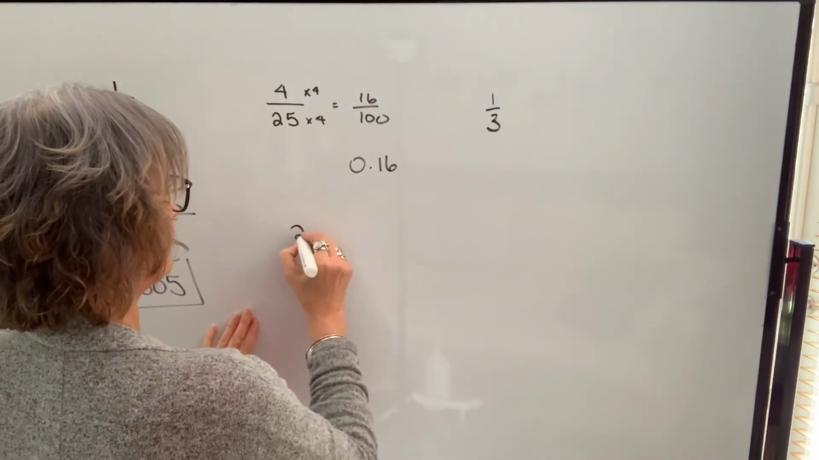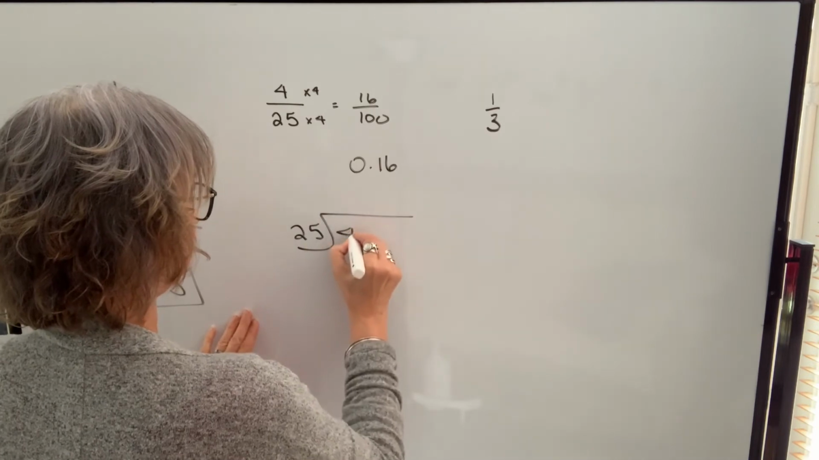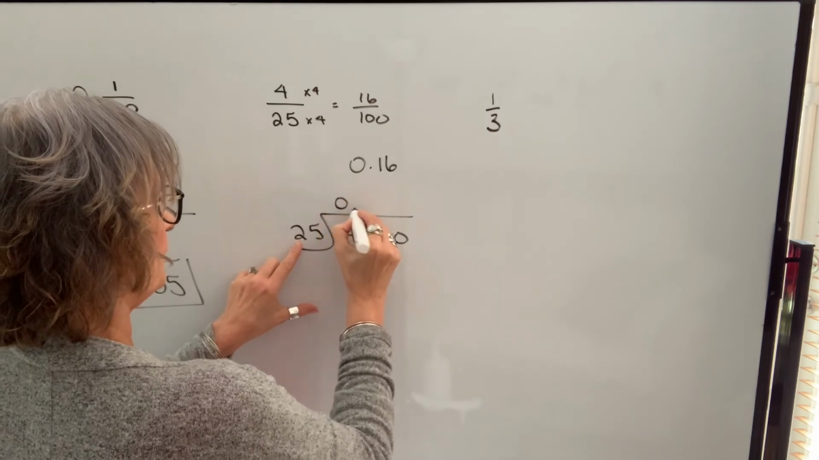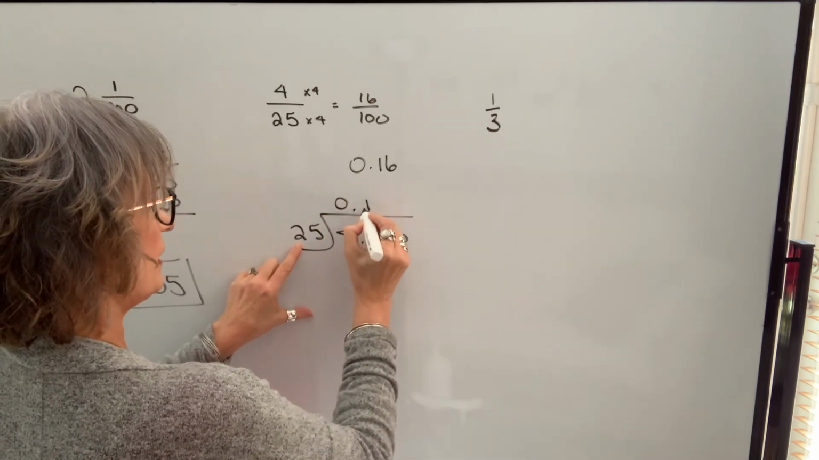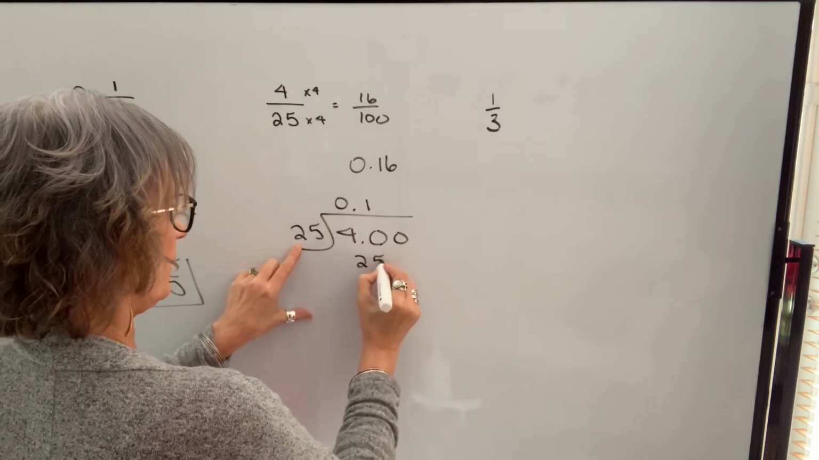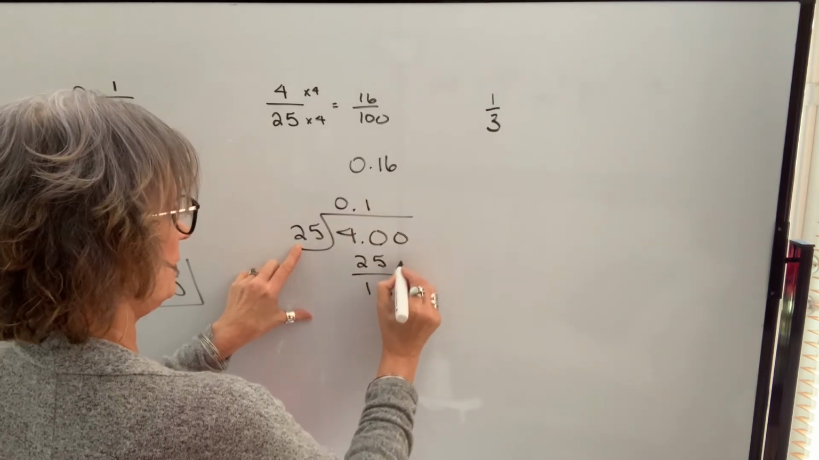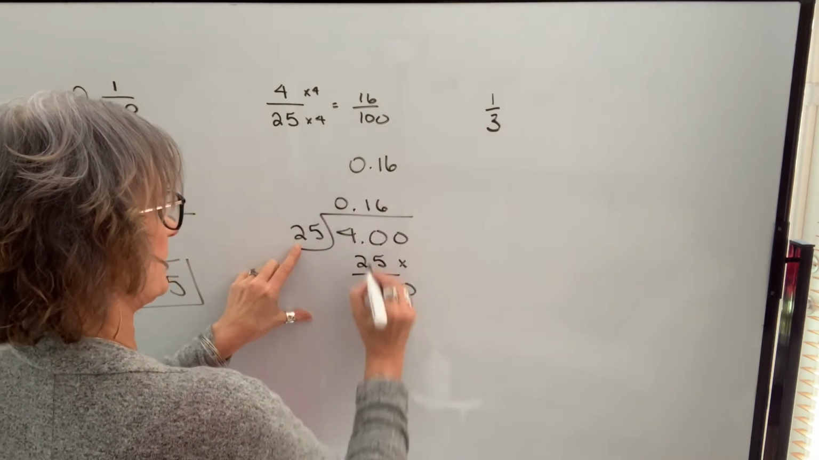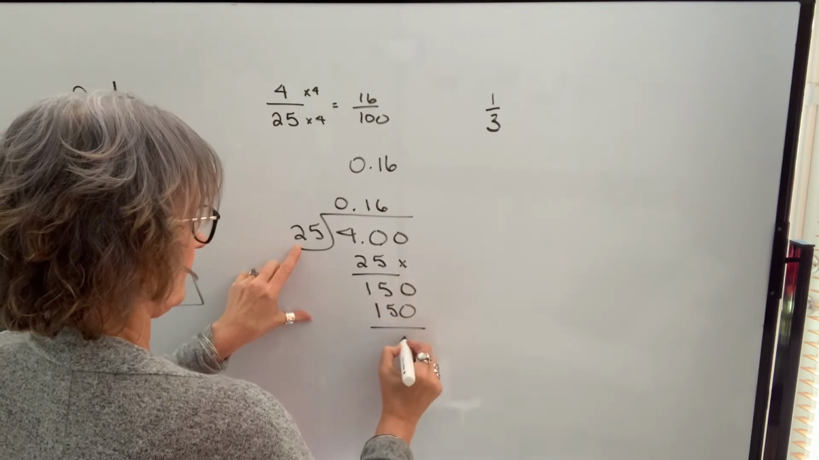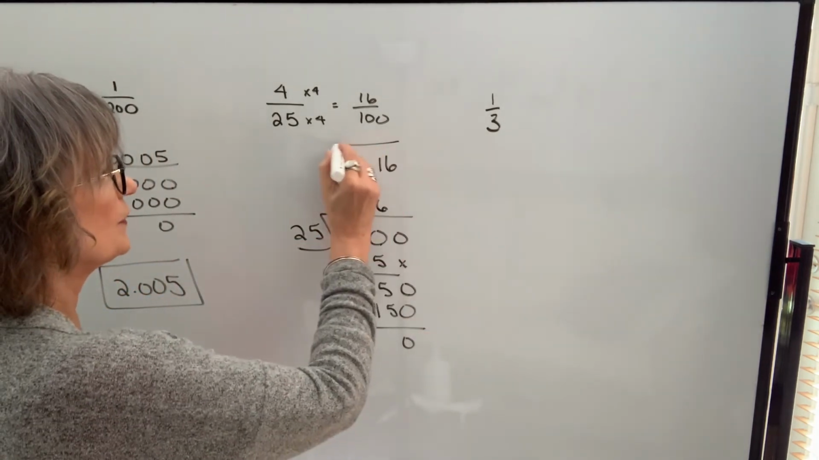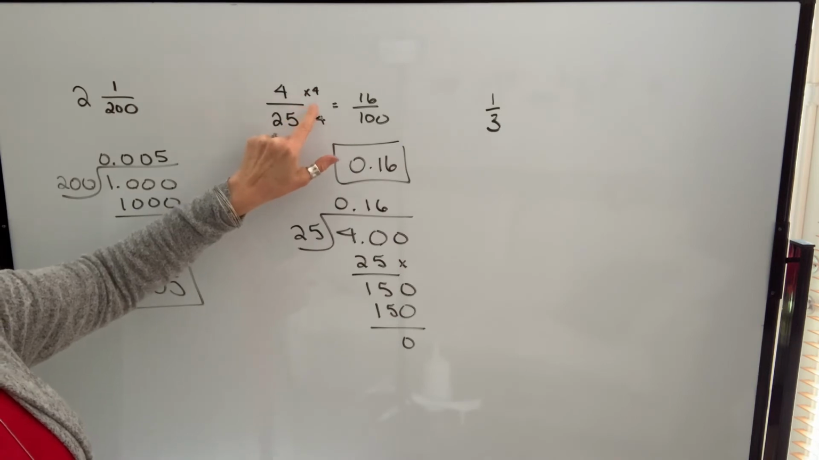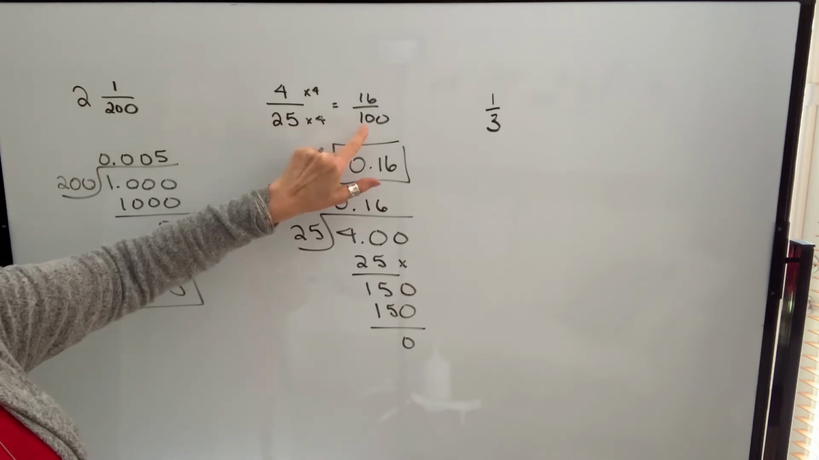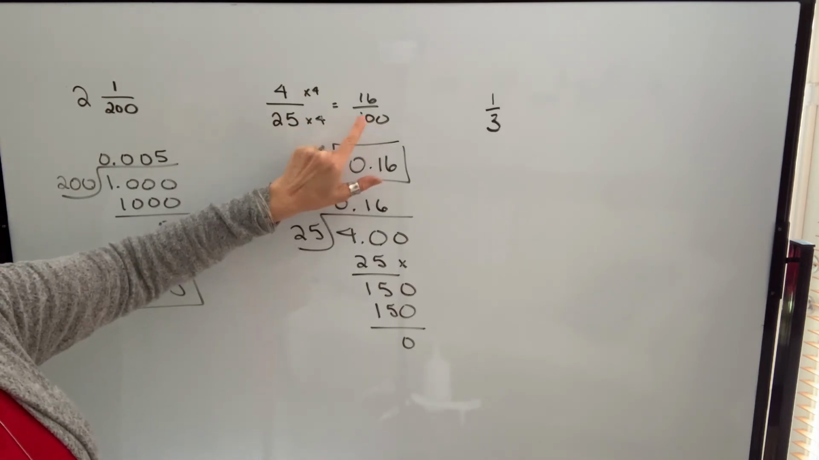So we could divide 25 into 4. 25 doesn't go into 4. 25 goes into 40 one time. 1 times 25 is 25. Subtract, 15, and bring down the next digit, 0. 25 goes into 150 6 times. And we're done. So we get 0.16. So we could either change this to a decimal by thinking what this fraction would be equal to as an equivalent fraction with 100 as the denominator, or we could do the division.